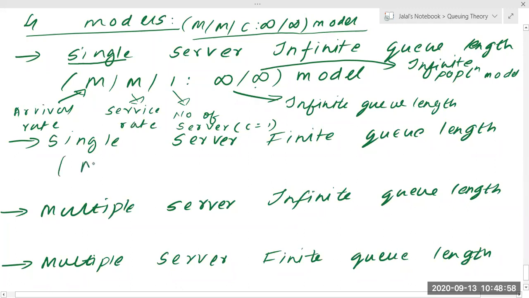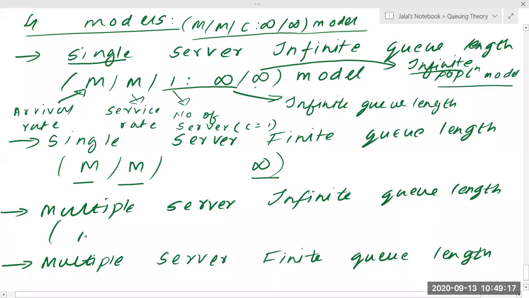So in all the systems, M and the last term will be common. What will change are these two values. These two values will vary because we have formed all our systems based on these two terms only. This is constant, and for all the systems we are considering the infinite population model. So we will have three terms common. M/M and the last term will be common.